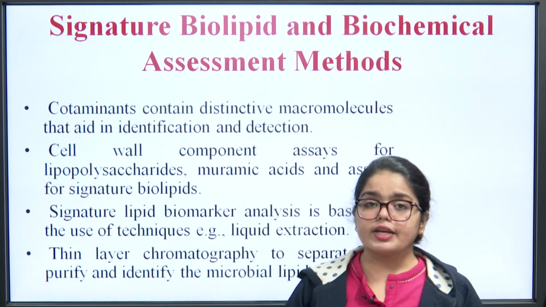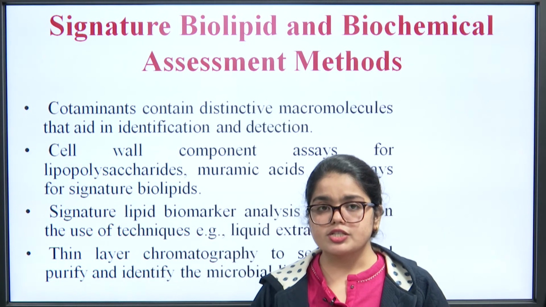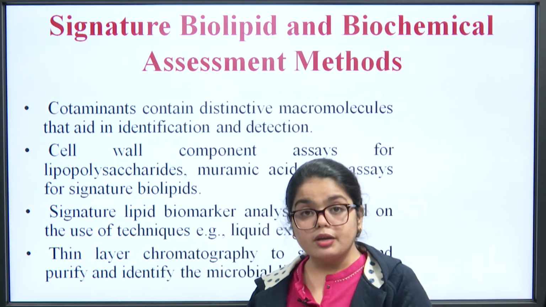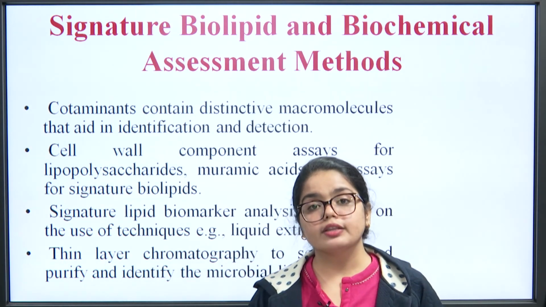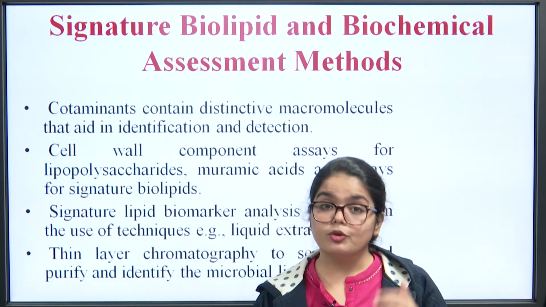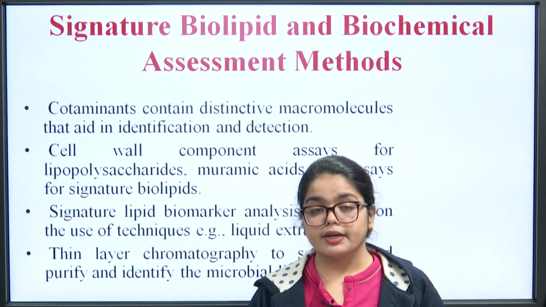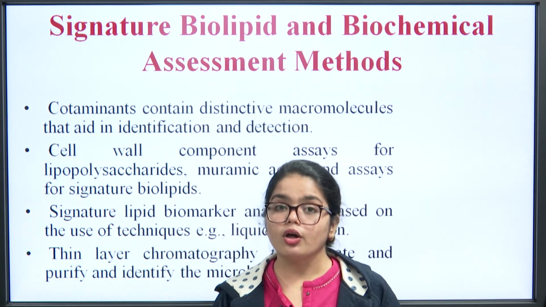What do we do? We take the contaminant and try to concentrate it from the different preparations. When it gets concentrated, we search for the unique or signature biolipids found in these microorganisms. Then we go for TLC, that is thin layer chromatography. We prepare the plates, run the sample over the plate, and then purify that particular spot that comes on the plate and identify whether the particular kind of microbial lipid is present in it or not.